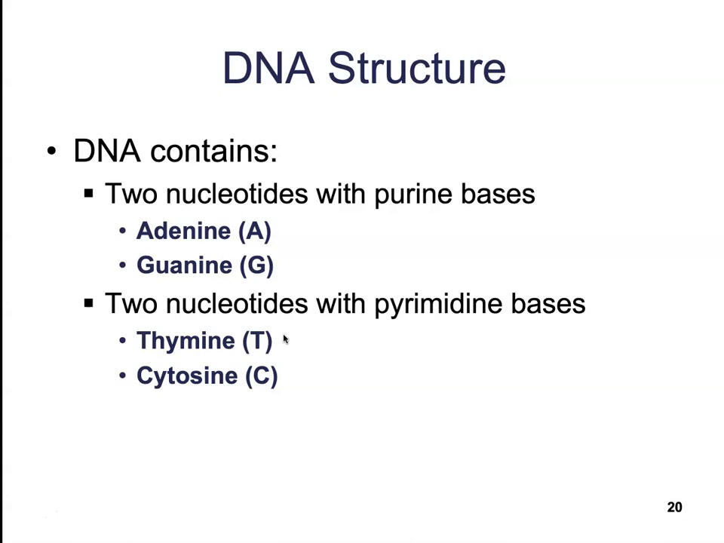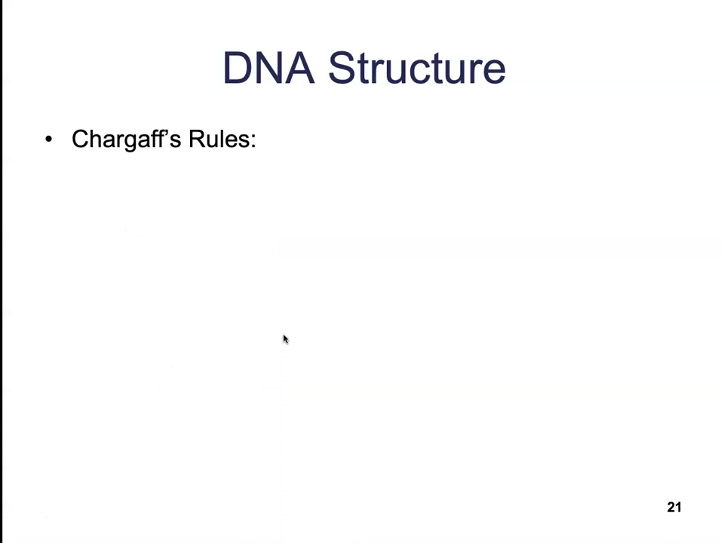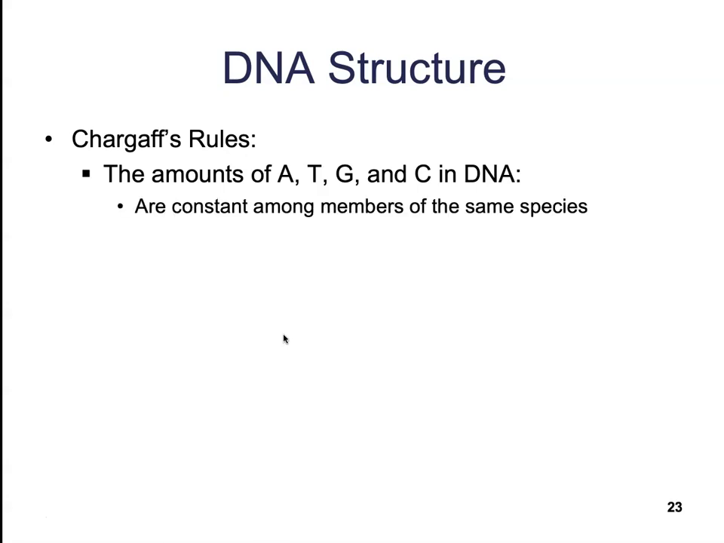So then more research had to be done to further understand the structure of DNA and how it works for encoding information. Erwin Chargaff used new chemical techniques to analyze the major components of DNA, and he discovered 2 very important features. The first was that the amounts of adenine, thymine, guanine, and cytosine in DNA vary from species to species. However, they are constant among members of the same species. So the relative amounts of adenine, thymine, guanine, and cytosine are going to be roughly the same across all humans. However, they are going to vary greatly from species to species.